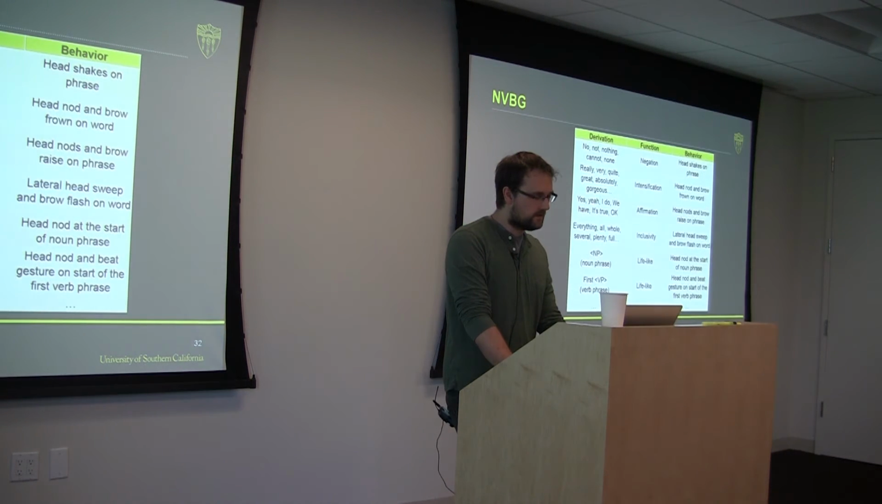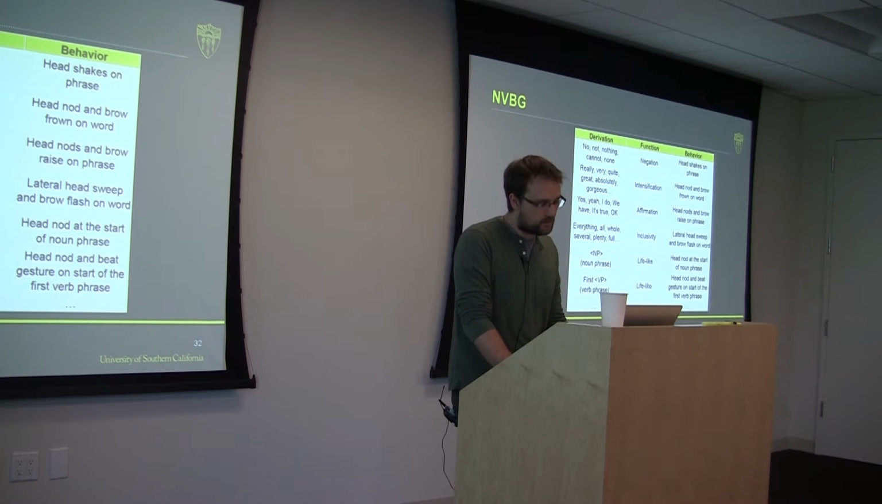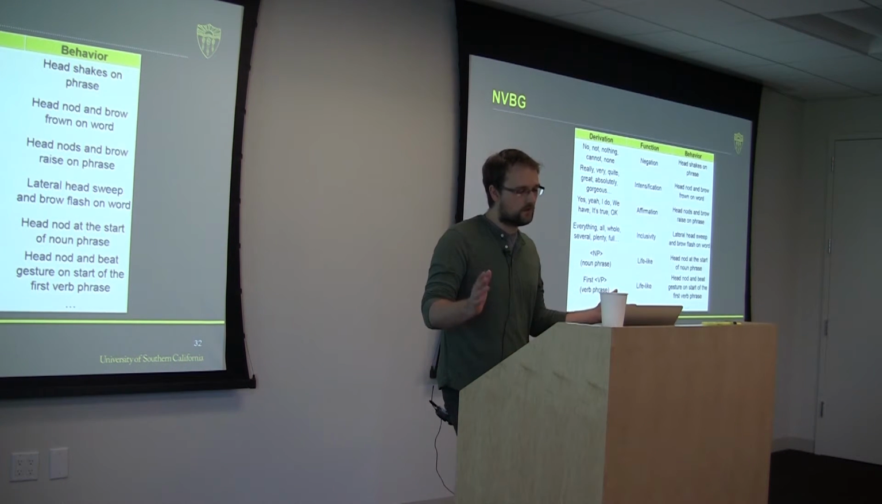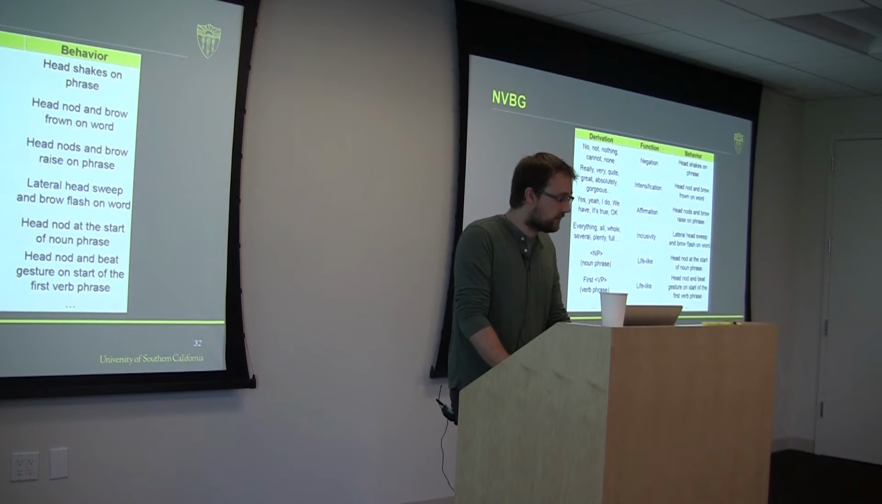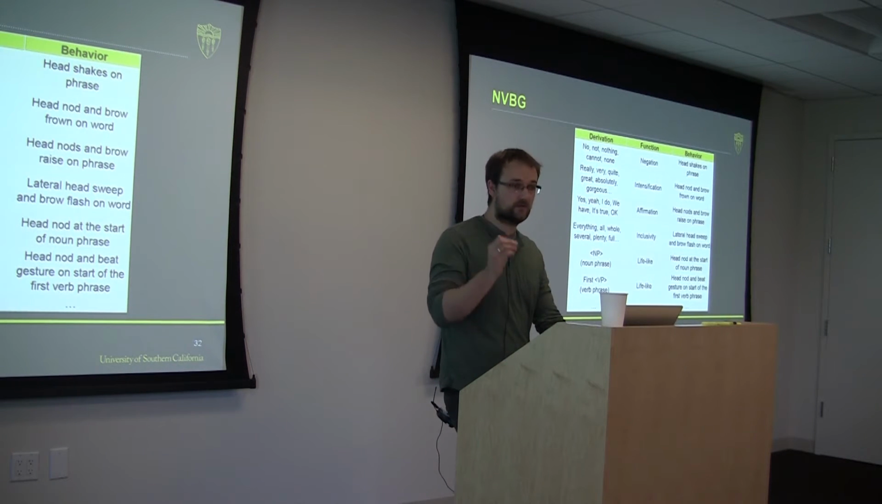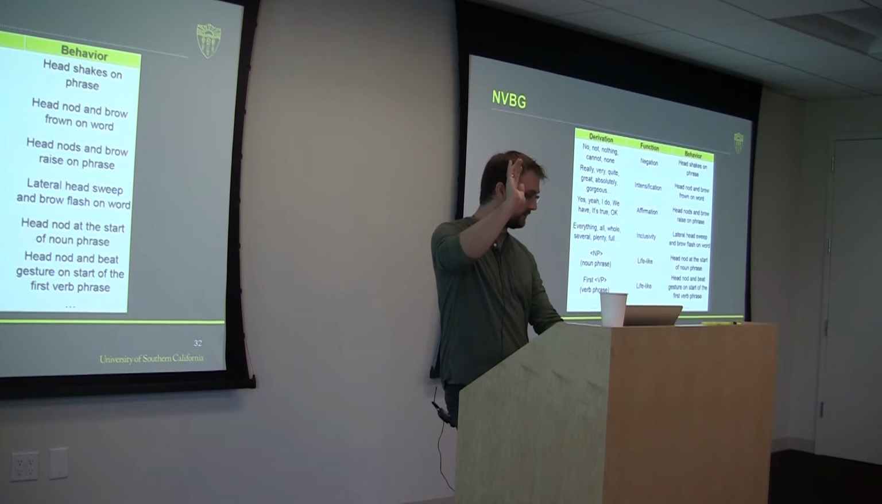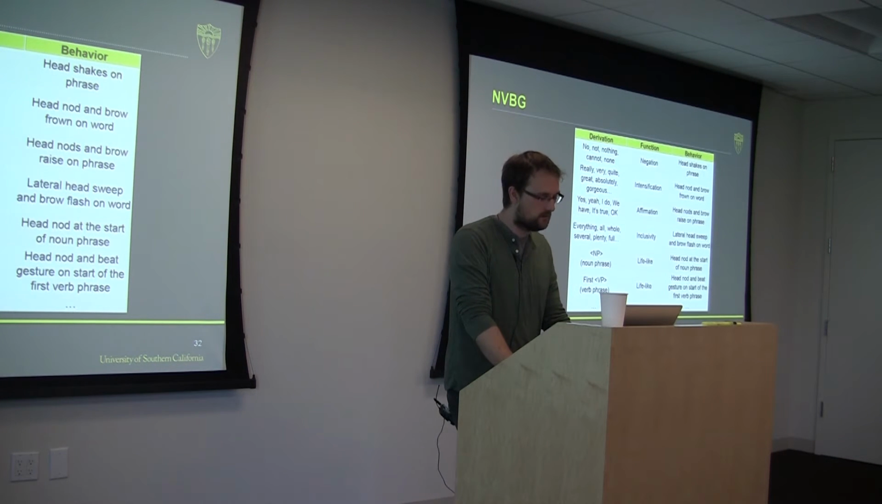There's a whole bunch of details here. An example: the function of negation can come from certain words like no, not, nothing, cannot, and then you can tie certain behaviors to it, like a head shake or a no gesture or something like that. So we have all these different categories based on this.